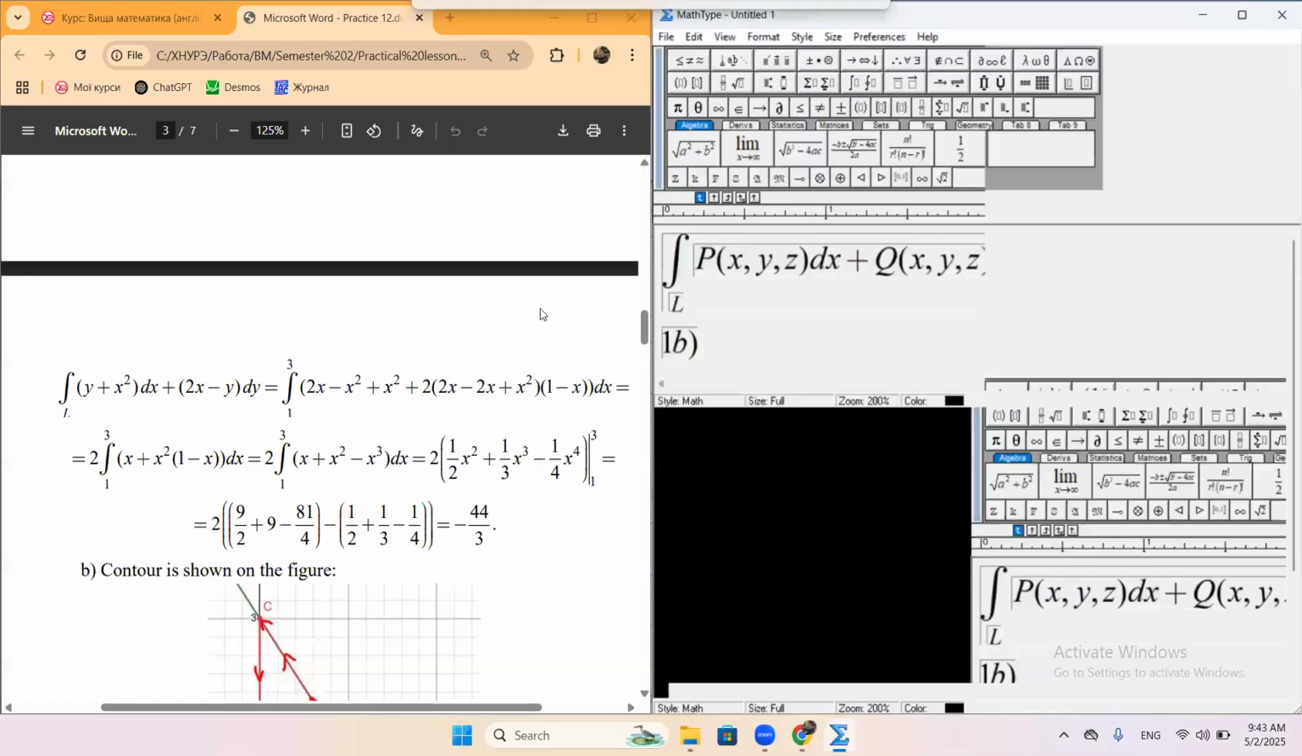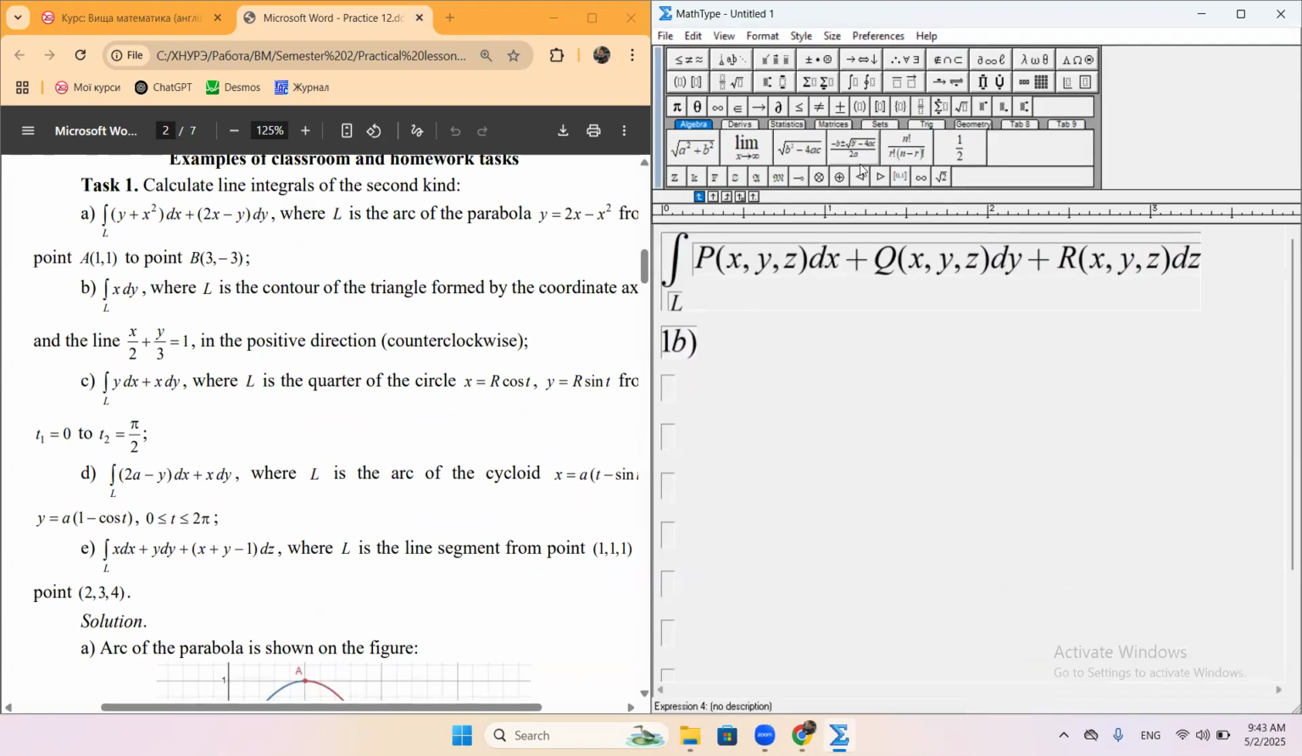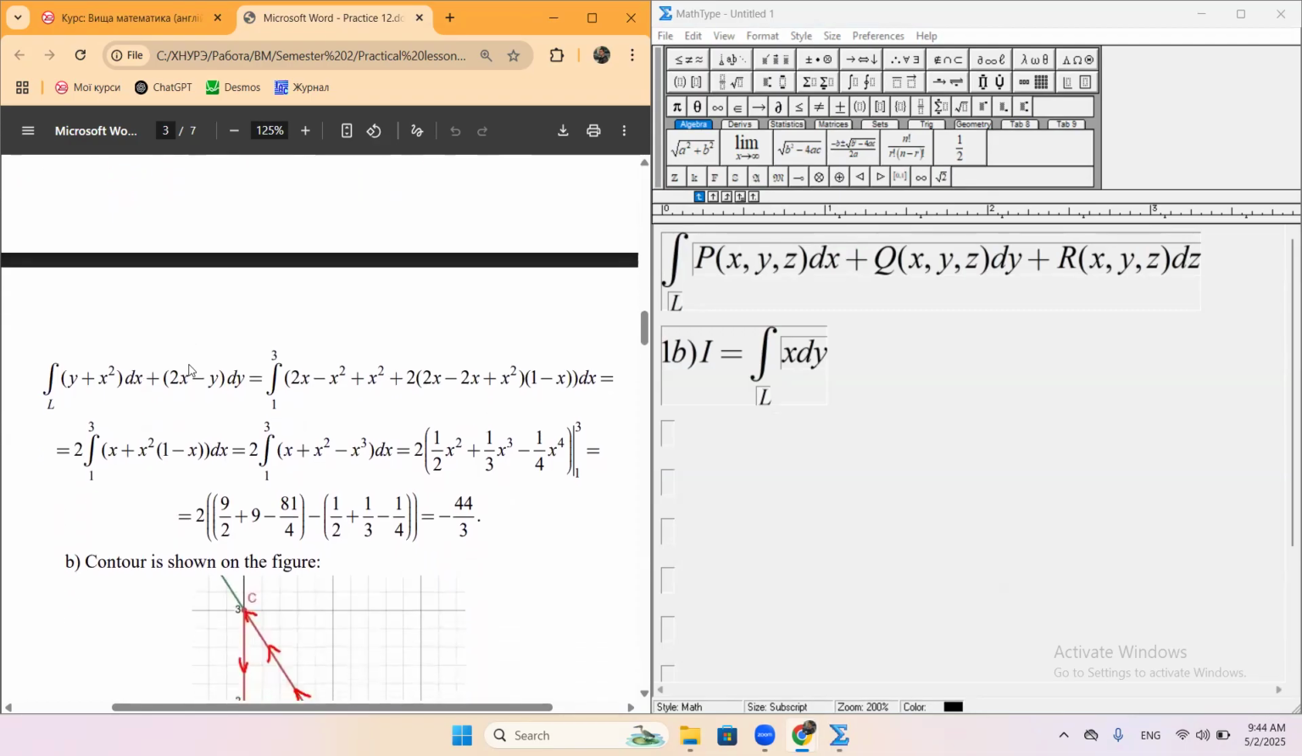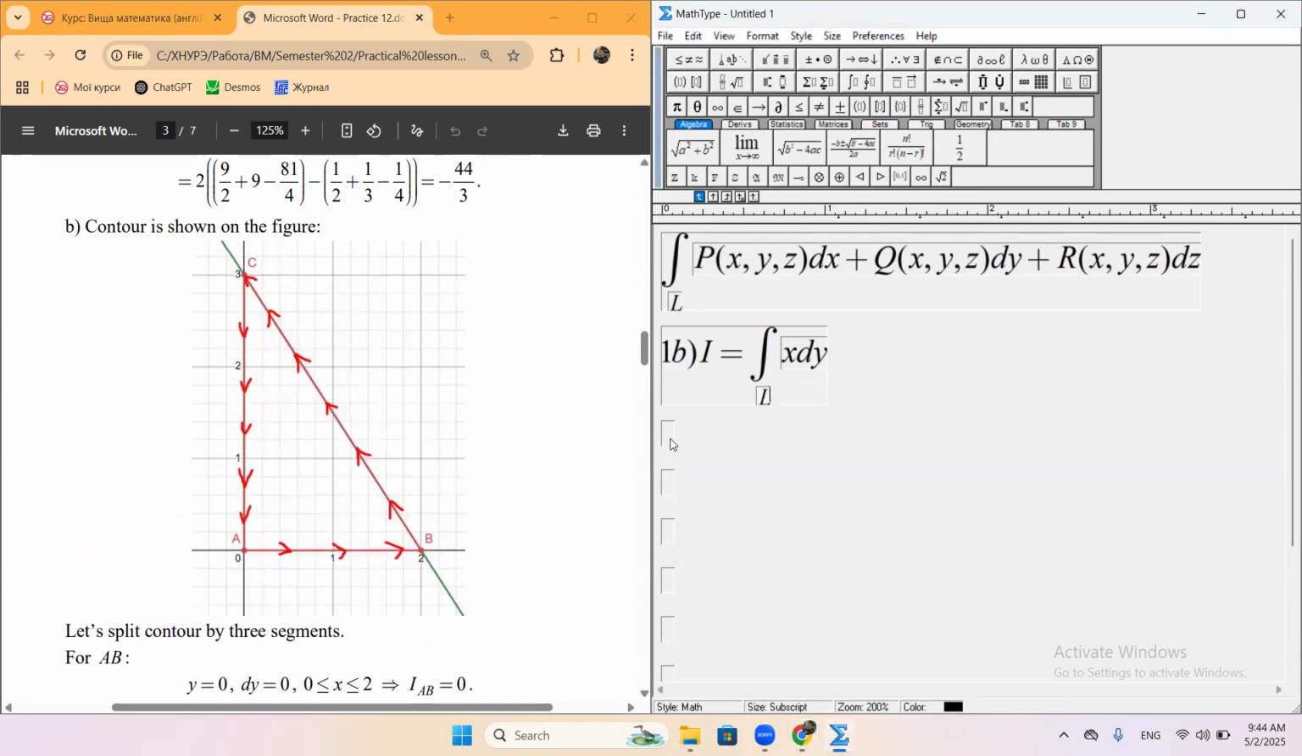So 1b. We have the following integral: x dy, and here L, of course. And L is the contour of the triangle formed by coordinate axes and the line x over 2 plus y over 3 equals 1. It is the equation of the straight line in intercept form, and it is easy to plot it. The direction is positive, counterclockwise. Let's look at this plot. By the way, let me also write down the equations: x equals 0, y equals 0, and x over 2 plus y over 3 equals 1.